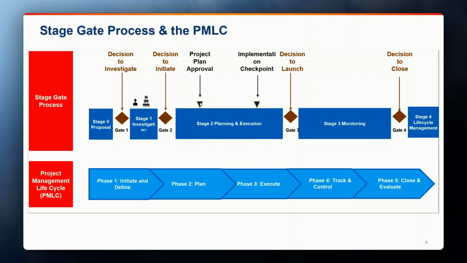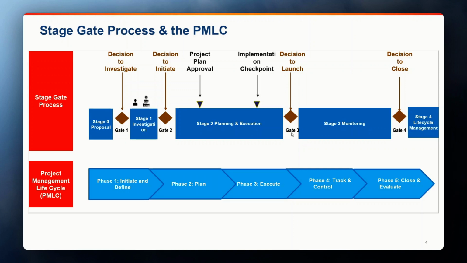Stage 2 is where a lot of the activities happen. So after project plan approval, there's implementation, and then the decision to launch. The reason why I say a lot of things happen here is that a lot of things happen at the back end, at the project end. The decision to launch the product or the solution or the process happens at gate 3.